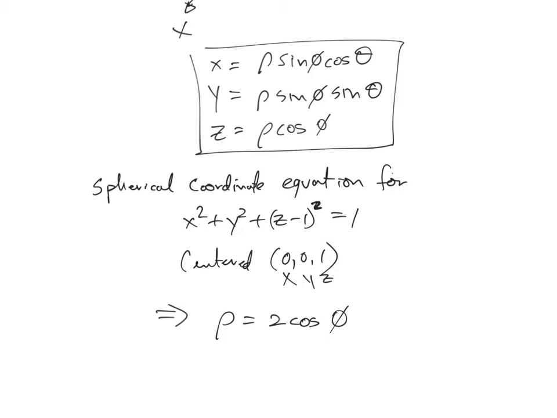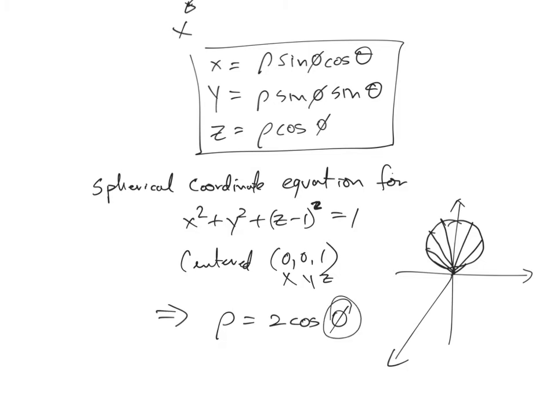Obviously, if this sphere is no longer centered at the origin, it's up here somewhere, right? That's rho, that's rho, that's rho. These are all the rhos to different points on the surface of that sphere. Obviously, rho is no longer constant for the sphere, right? It's a function of phi.